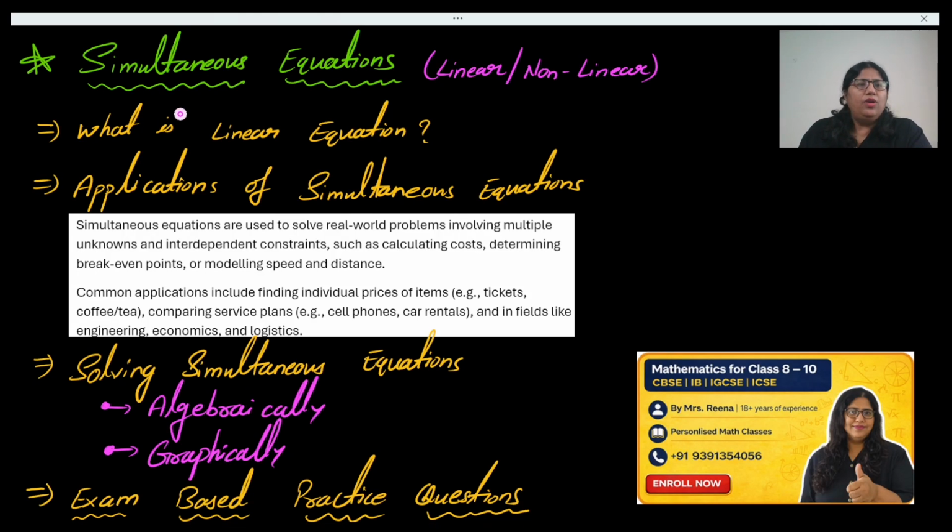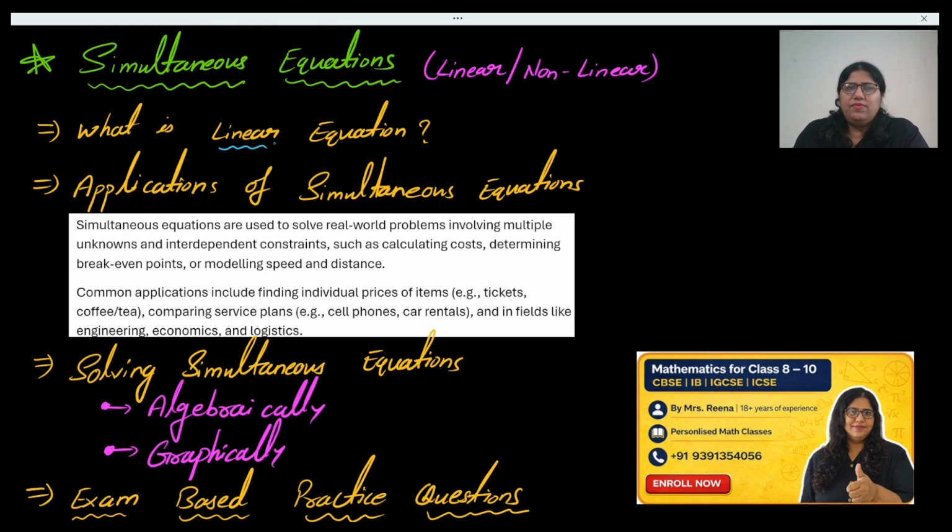So we'll be taking our topic today, simultaneous equations. Right now here, whenever you talk about simultaneous equations, we are going to take both linear and non-linear types of simultaneous equations. So before we start our session, what is the meaning of a linear equation?